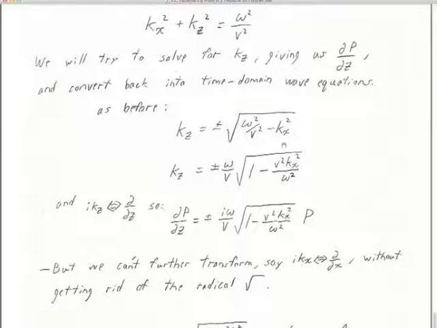Okay, so we can solve it for kz, and here we're leaving the uncertainty in terms of whether the wave field's propagating up or down. We're still allowing either way here, and we pull out kz equal to plus or minus omega over v times the square root of the quantity 1 minus v squared kx squared over omega squared. And then i kz as a Fourier dual of d/dz, so we multiply both sides by i, and we get i kz here, and that becomes dp/dz. Then what we have is plus or minus i omega over v times the square root of this same thing, times the wave field now.